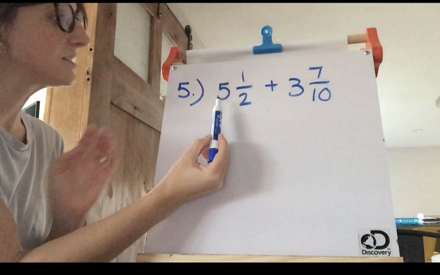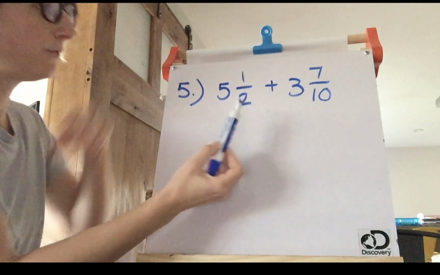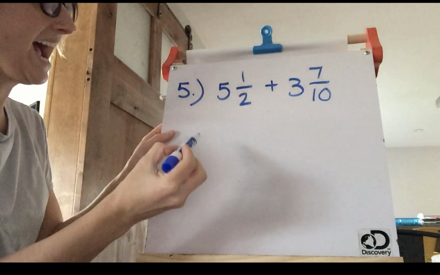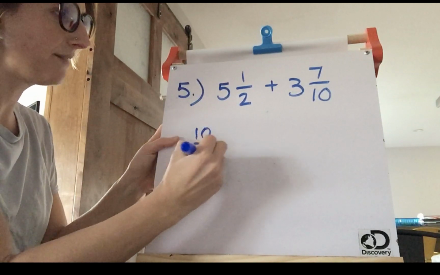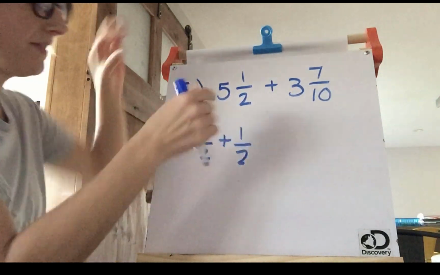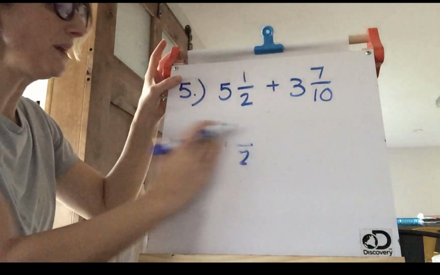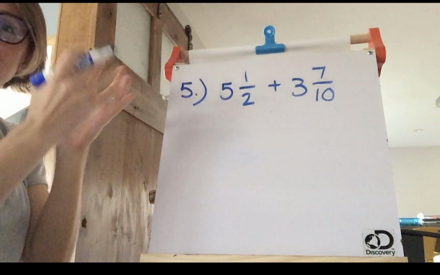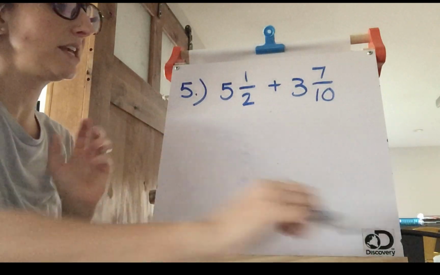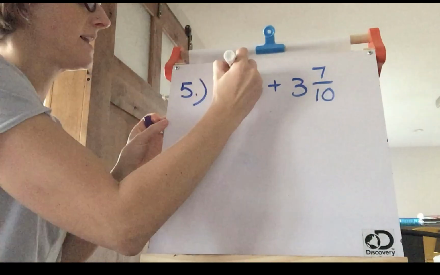Now, a mixed number is the sum of a whole number and a proper fraction. This 5 1/2 is really 10 halves plus 1/2. That's what this really is. So that 5 is this part right here. We want to suck that 5 up into the fractional part. So we're going to change this into an improper fraction by doing the Texas.